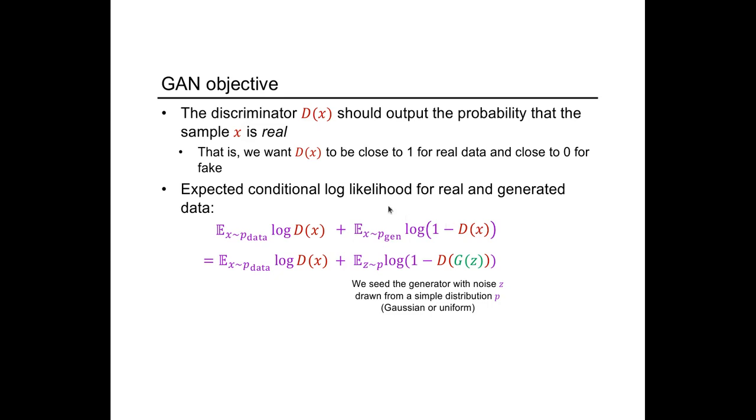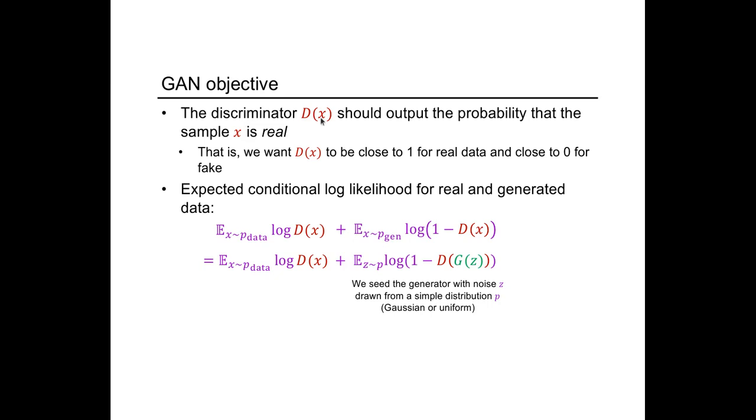So let's see what the objective function is, which we want to optimize for G(x) and D(x) to work. The discriminator should output the probability that the sample x is real. The discriminator is basically a binary classifier. So at the output we have the probability that the input is real. If that probability is below 0.5, the input would be detected as fake. If it's above 0.5, the input would be detected as real. We want D(x) to be close to 1 for real data and close to 0 for fake, or less than 0.5 for fake.